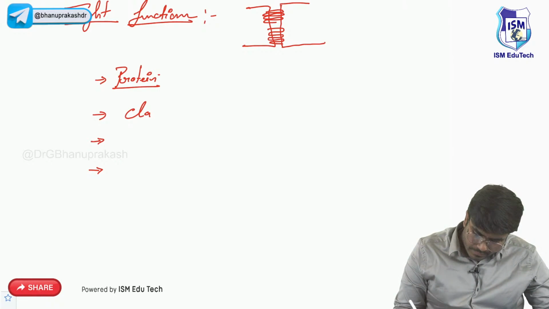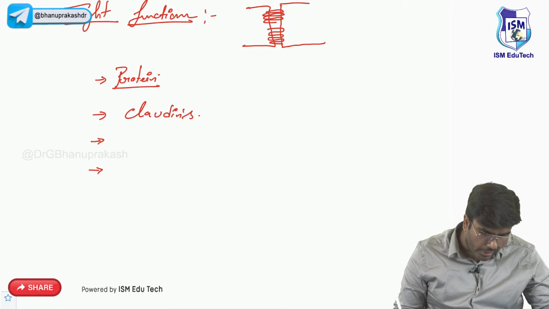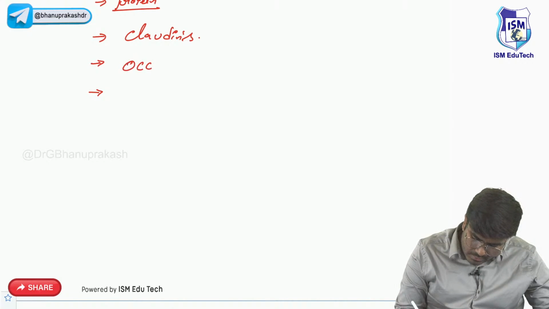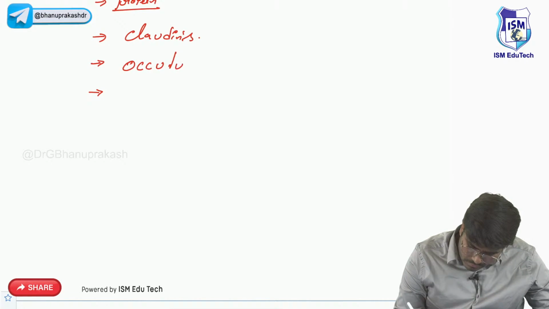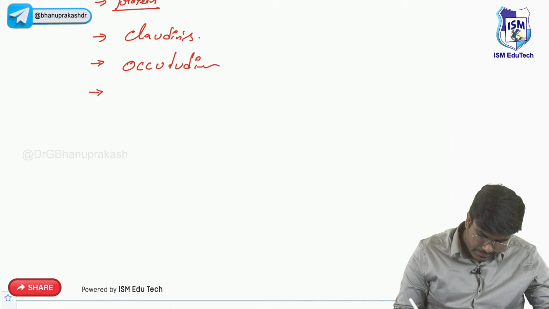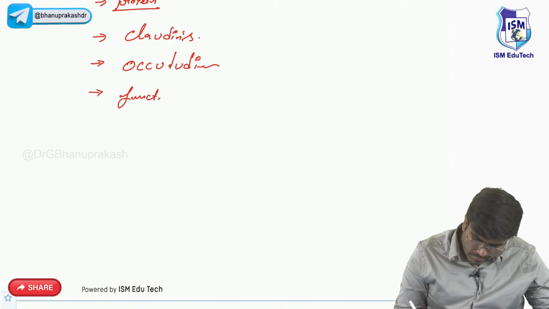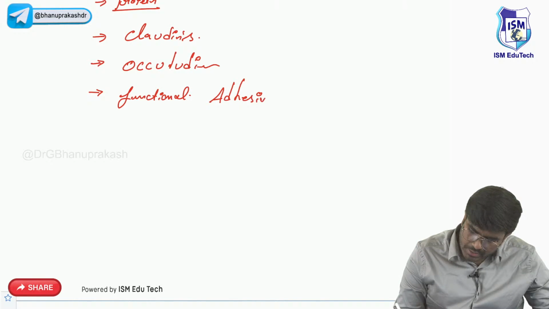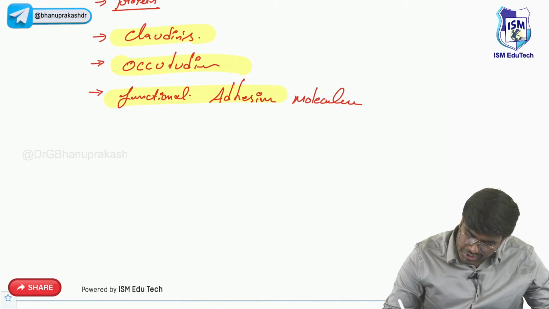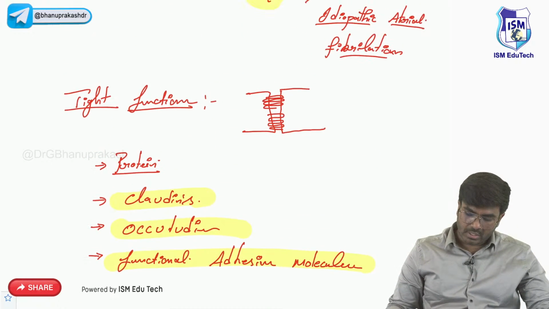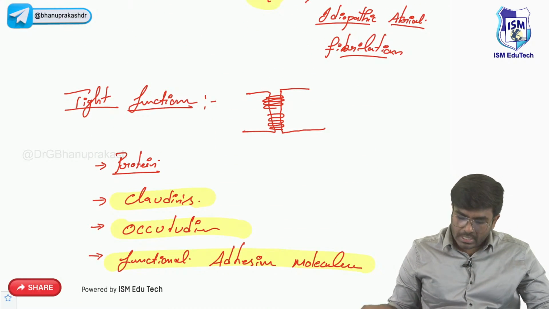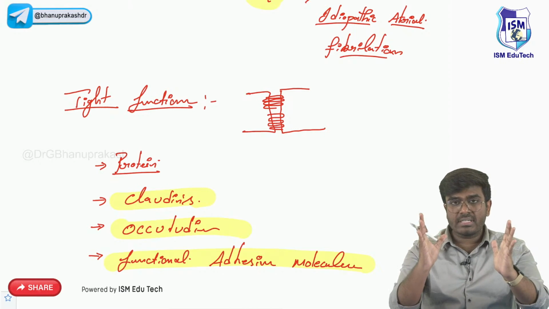Claudins, guys. Claudins, excellent, excellent Bruce. Claudins, occludins, and junctional adhesion molecules. Claudins, occludins, and junctional adhesion molecules. All these are the examples of tight junction proteins. Tight junctions attach two different cells very tightly.